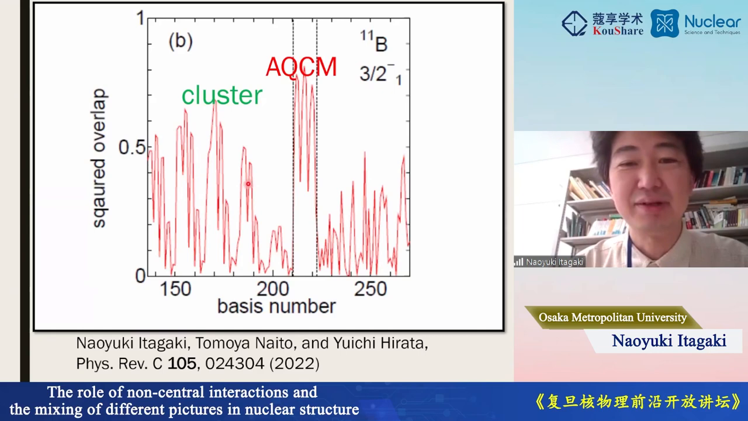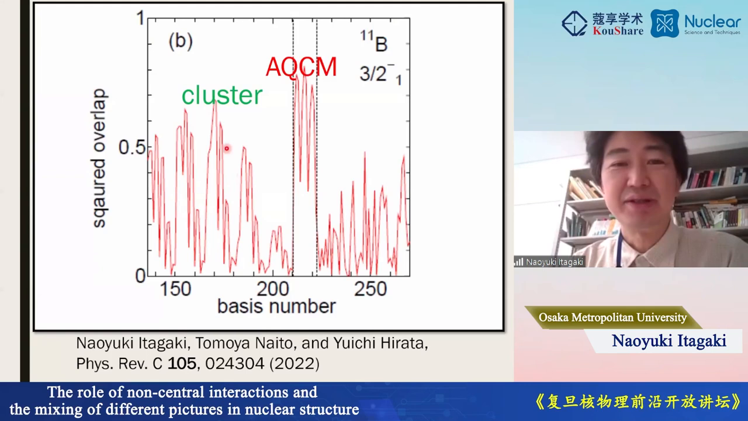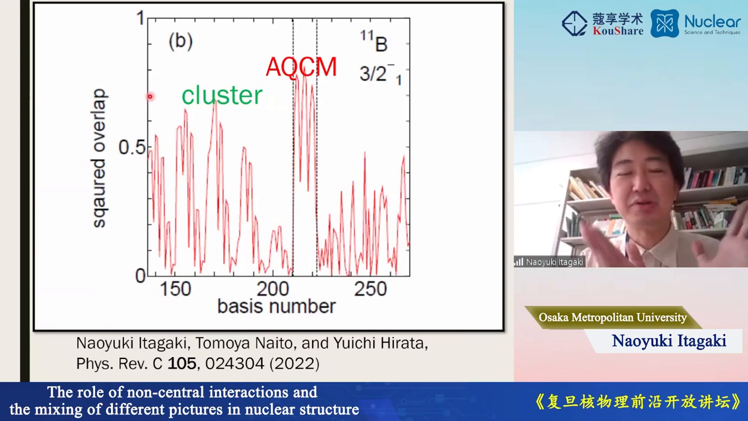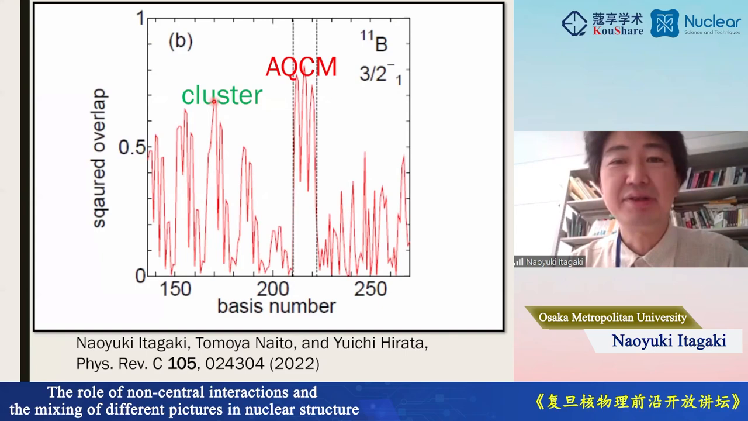So the most important basis state in the cluster basis states is something like alpha-alpha distance of 3 centimeter, and it has a squared overlap with the ground state solution of 70%. But our AQCM gives better basis states. This one is lambda equals 0.1, 0.2 and 0.3. And lambda equals 0.2 has a squared overlap with the ground state of 80%. So AQCM is a better basis than cluster in this way.